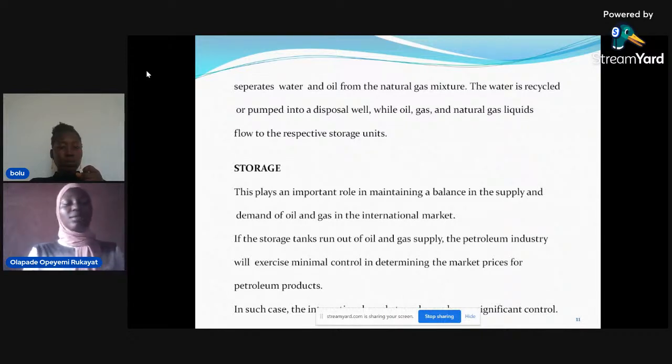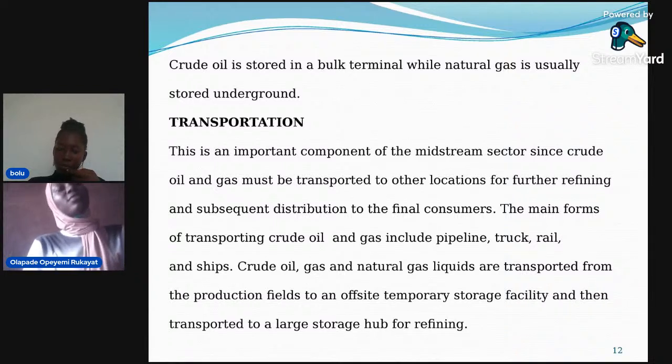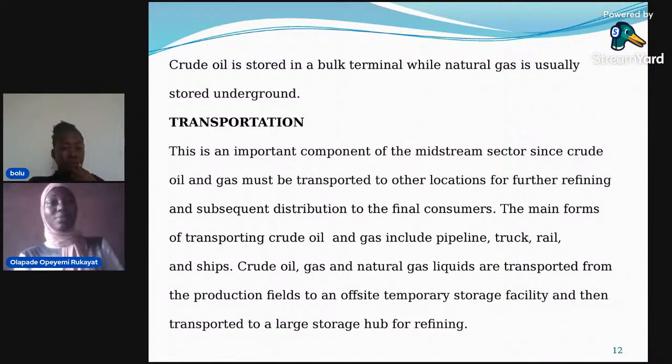They try to separate them because, like I said, when oil gets extracted initially, it comes out as a mixture. So they need to be separated into the oil, natural gas, and natural gas liquid. Now, the next main function of the midstream sector is storage. This plays an important role in maintaining balance in the supply and demand of oil and gas in the international market. So what do I mean by this?